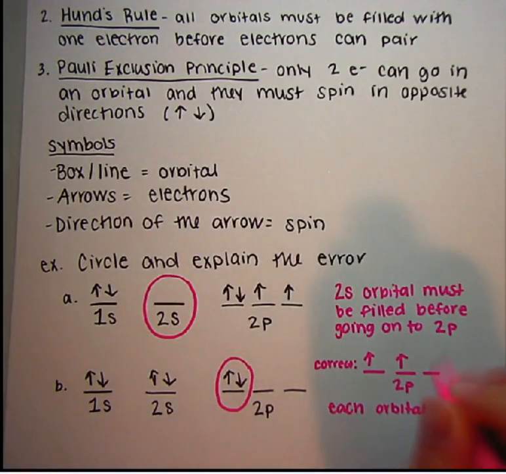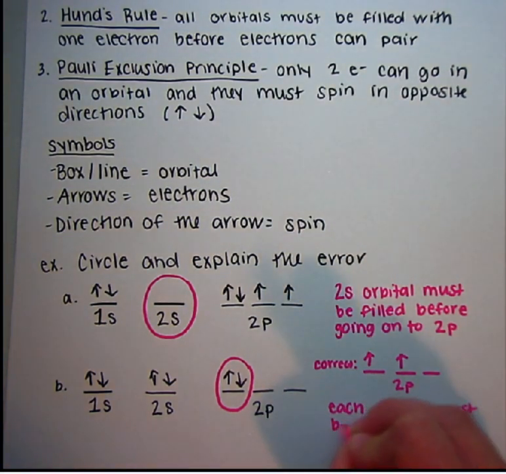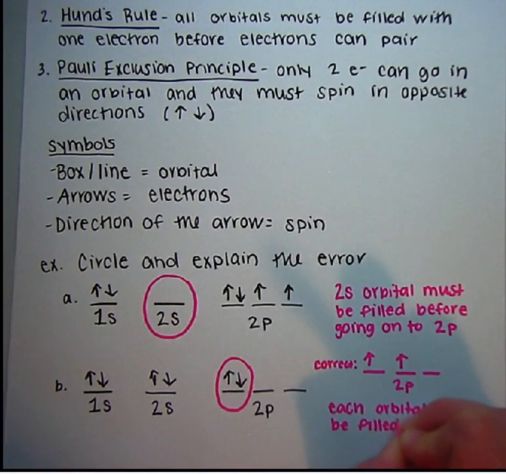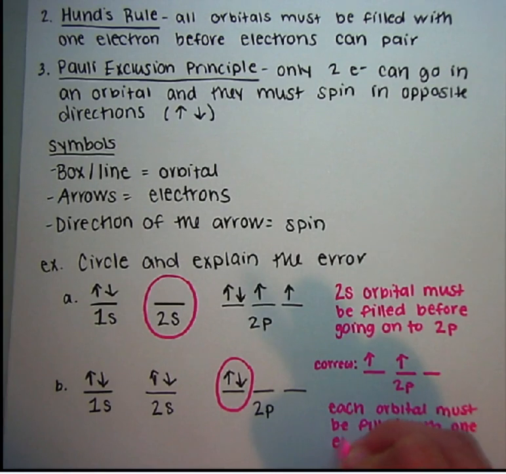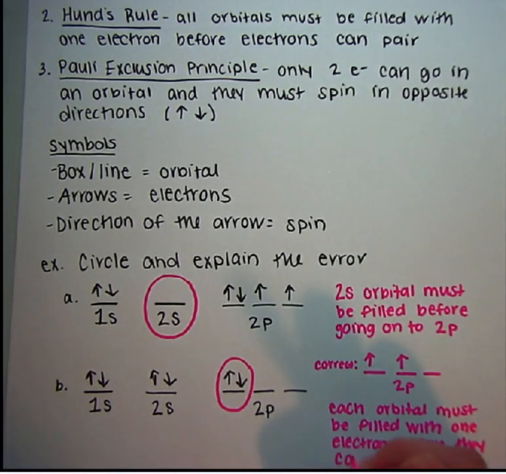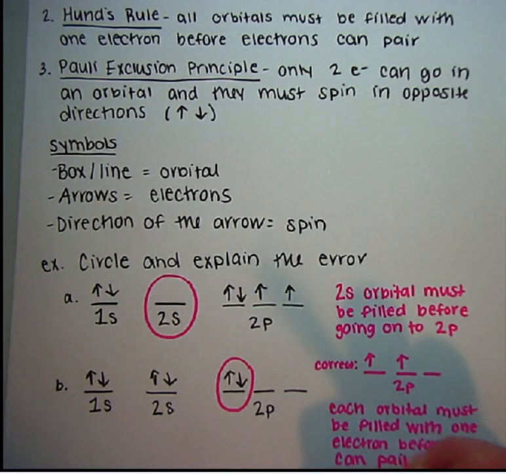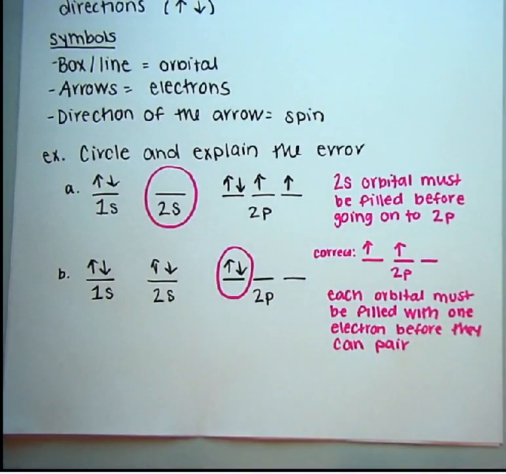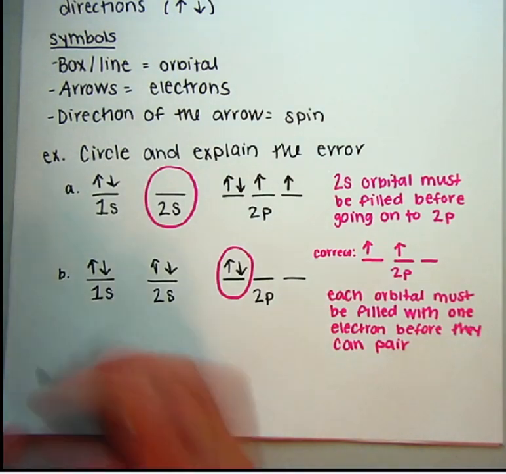Each orbital must be filled with 1 electron before they can pair. Let's do one more for finding the mistake, and then I'll have you guys do some that are correct.